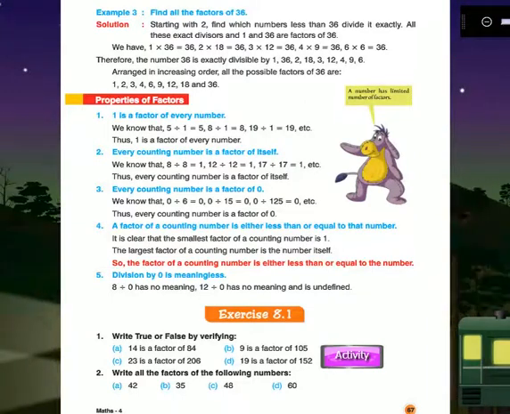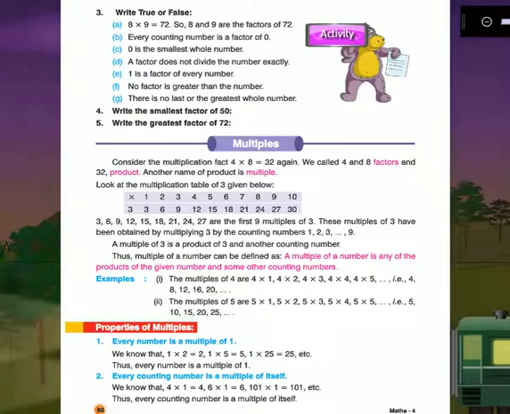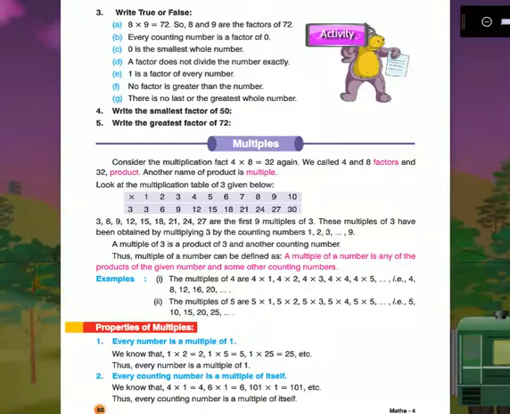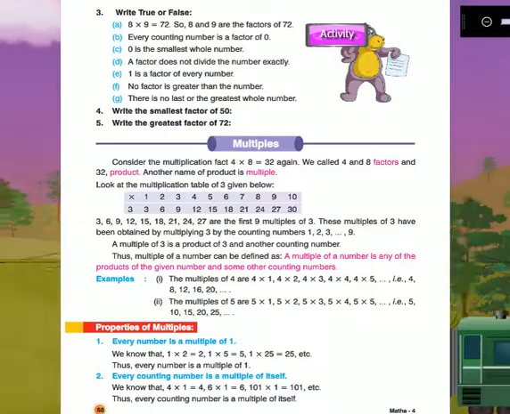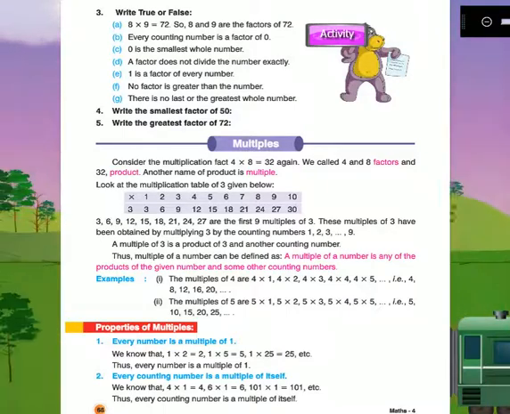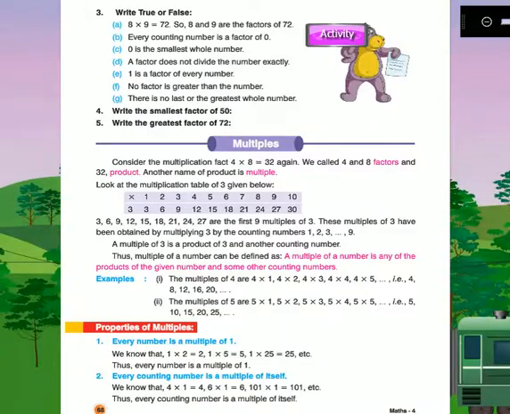Multiples. Consider the multiplication fact 4 multiplied by 8 is equal to 32. We called 4 and 8 factors and 32 the product. Another name for product is multiple.